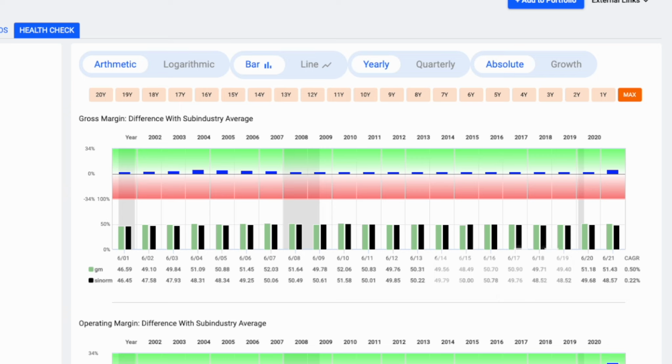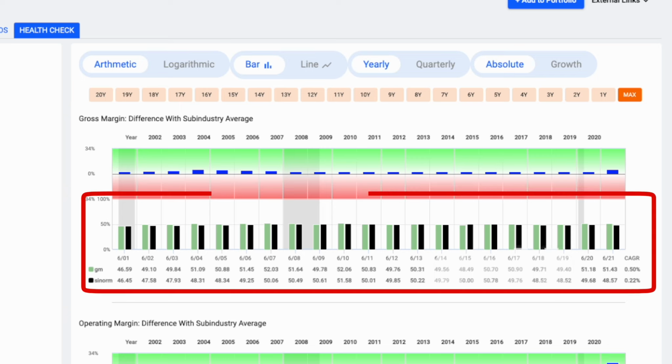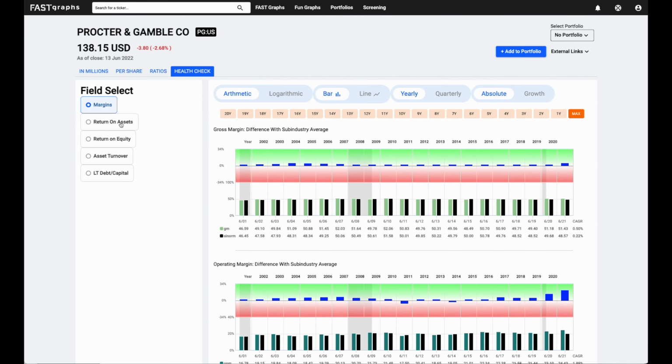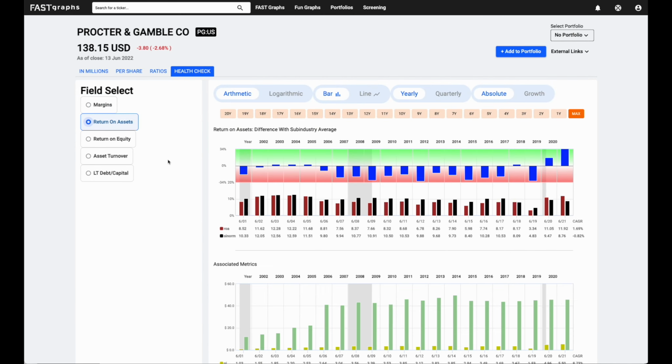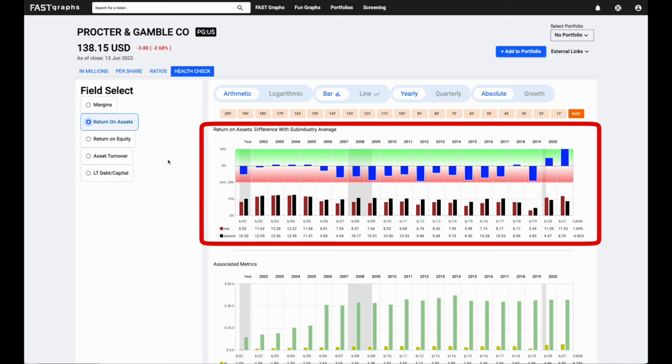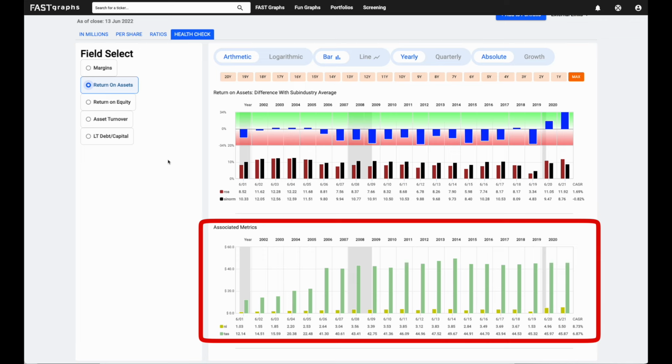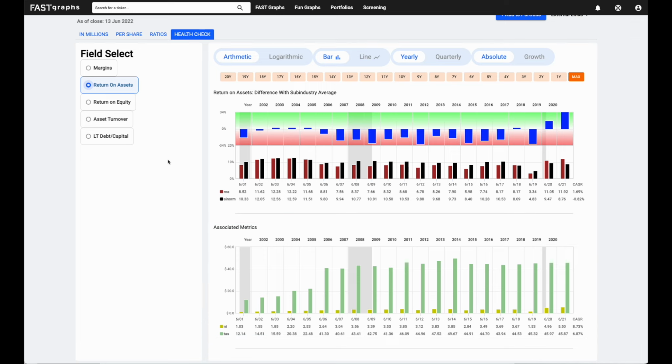While the top of the stack chart represents the percent difference, the bottom of the stack chart displays the actual values of the company and the sub-industry per year. The remaining metrics have 2 charts each. On top, they have the stack chart representing the same relationship as margins. The bottom chart contains the 2 associated metrics that are used to calculate the health check metric.